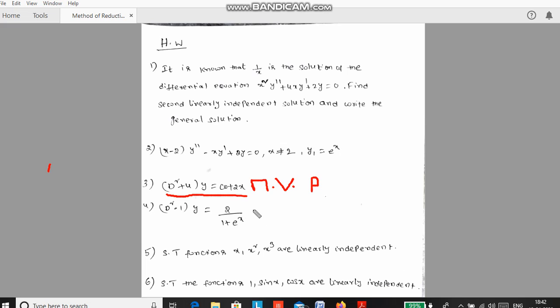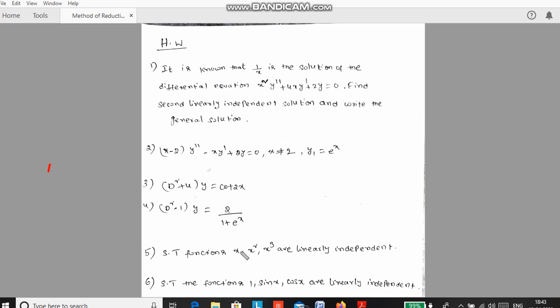This is also the method of variation of parameters. Third and fourth examples are the method of variation of parameters. D square minus 1 into y equal to 2 by 1 plus e power x. So the first two problems are about the method of reduction of order. Next, the third and fourth examples are the method of variation of parameters. Now see the fifth and sixth examples.